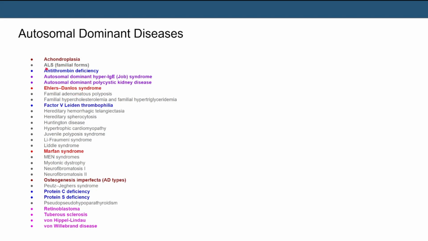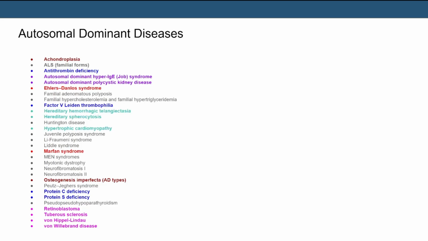The other one is going to be ALS, which is the disease where you will get upper motor neuron lesions and lower motor neuron lesions, but you'll get no sensory deficits. This is going to be ALS.